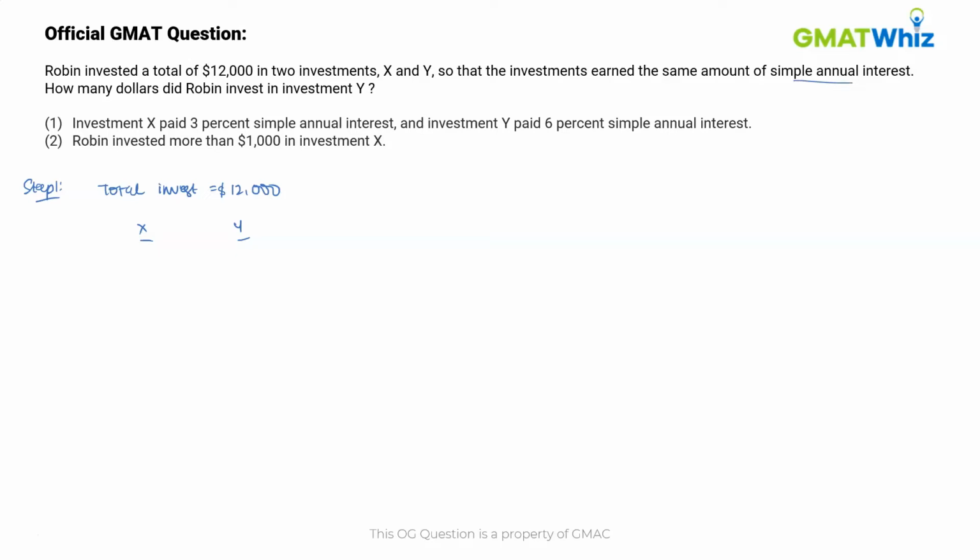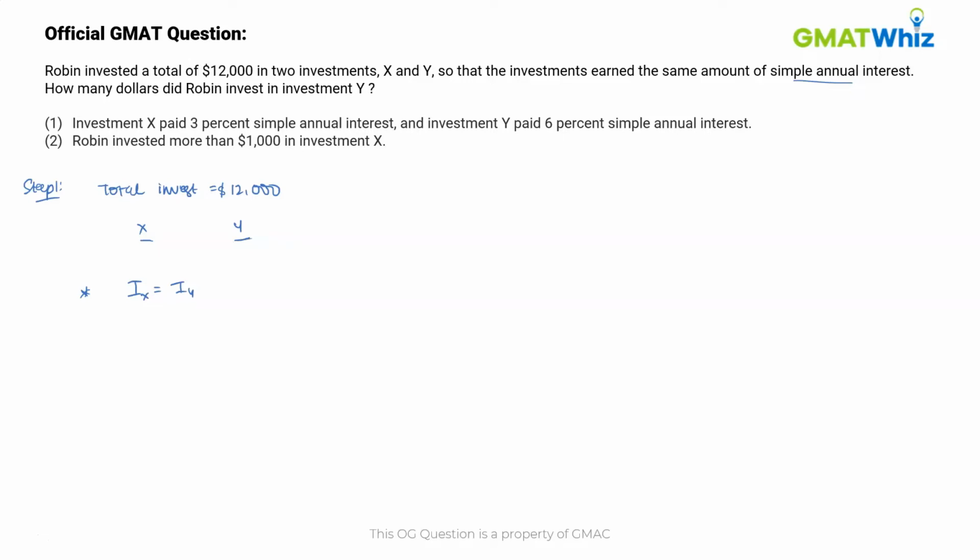We are also given that the investments earn the same amount of simple annual interest. That is, if we denote the interest earned by the investment X as IX and the interest earned by the investment Y as IY, then the value of IX is equal to IY. We have to find out how many dollars Robin invested in investment Y.